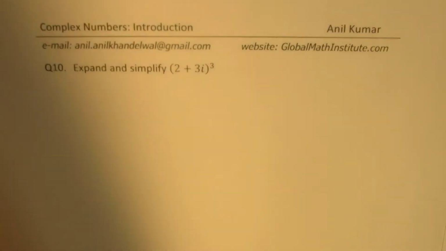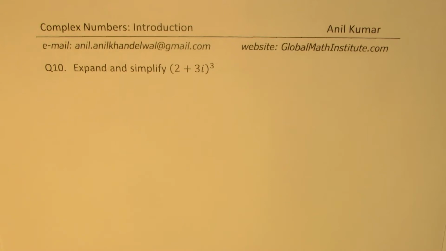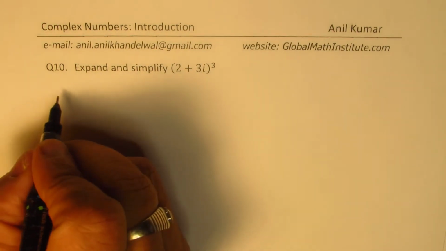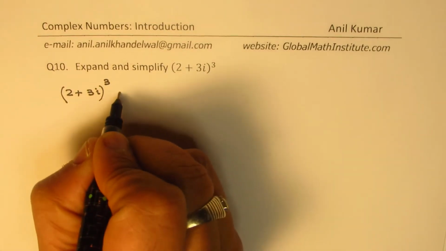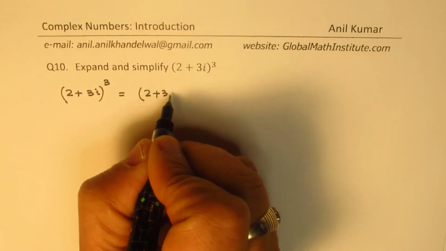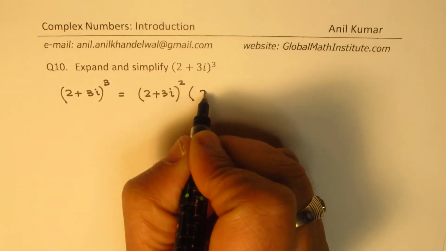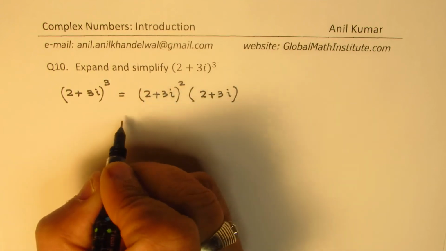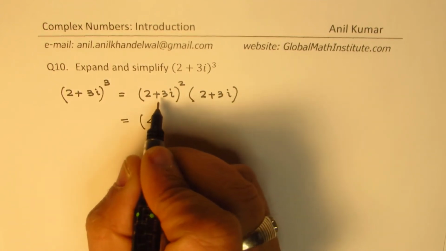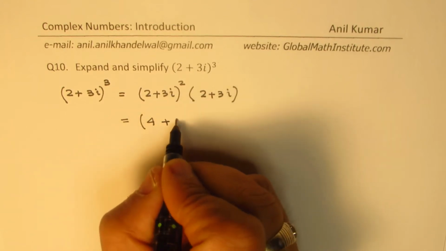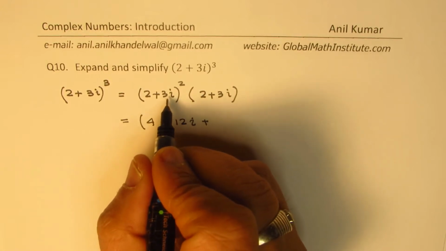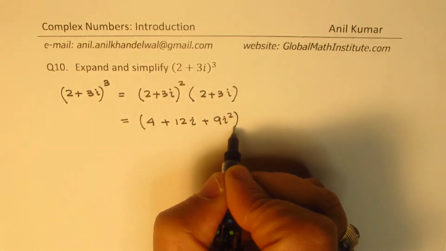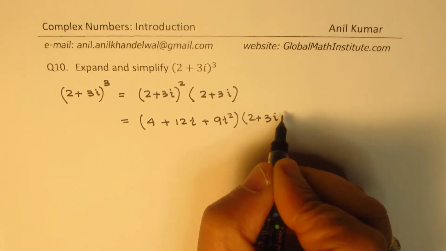Now let's look into question number 10. Question number 10 is to expand and simplify (2 plus 3i) cube. So let's do it. We get (2 plus 3i) whole cube. So we could write this as (2 plus 3i) square times (2 plus 3i), right? So a square is 4, 2ab is 12i, plus b square, which is 9i square, times (2 plus 3i), correct?